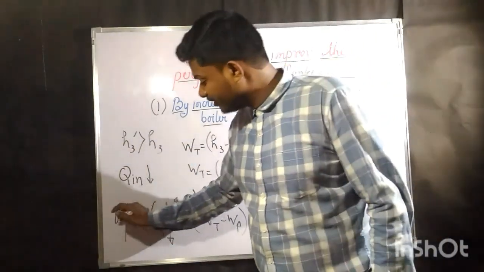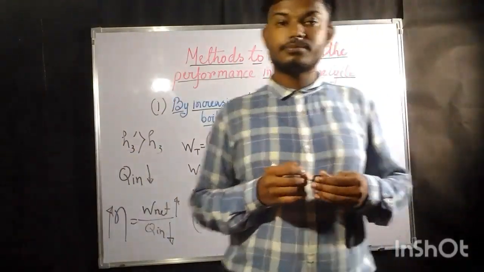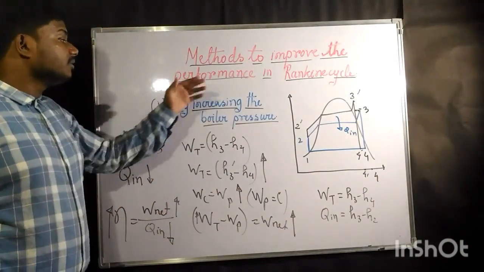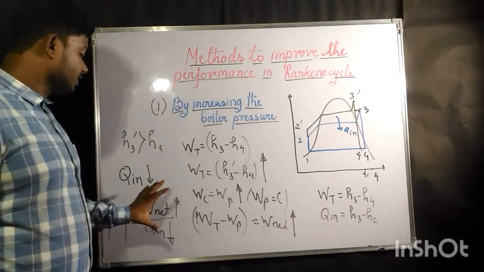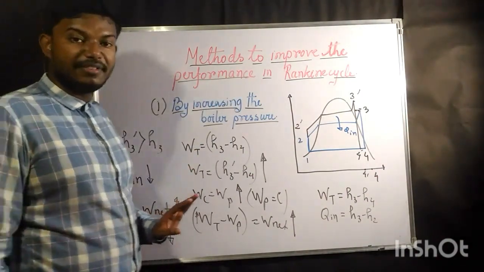Heat input is decreasing. That means what? This is definitely going to increase. Okay, efficiency is definitely going to increase. So by increasing the boiler pressure, we can improve the performance of the Rankine cycle. Here we can get more efficiency.